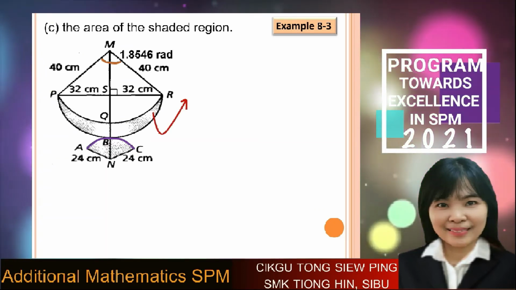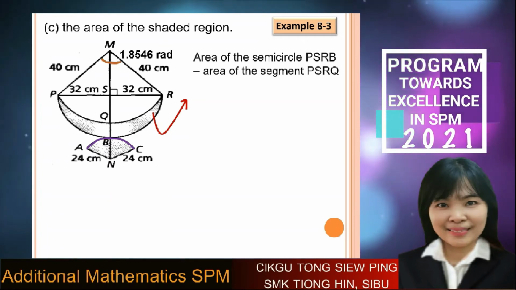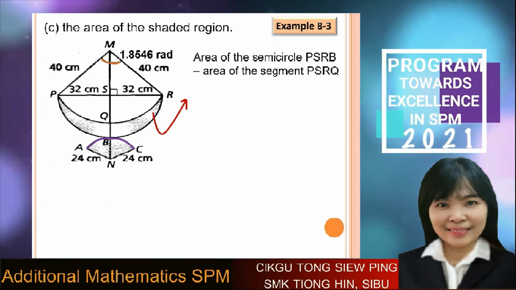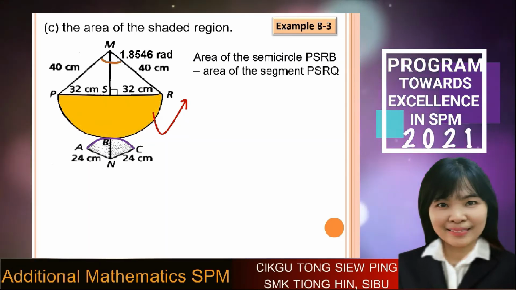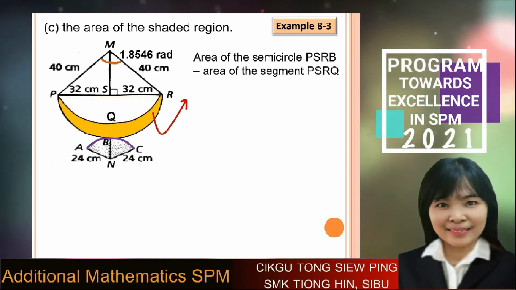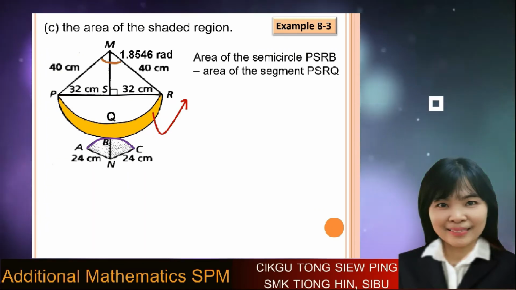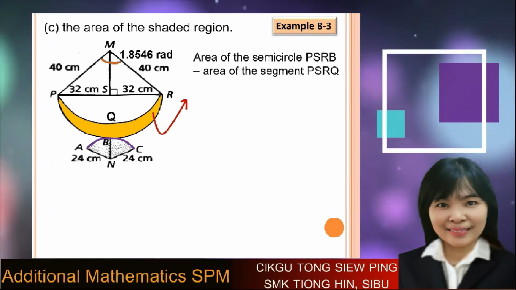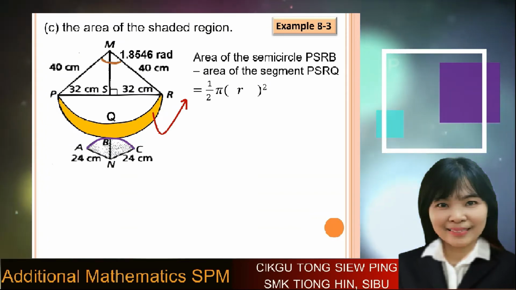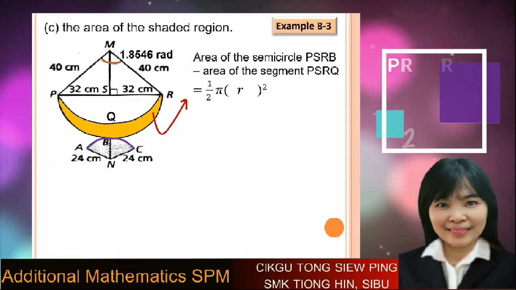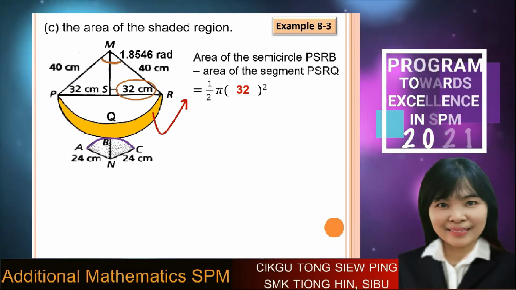Part C is to find the area of the shaded region. Let's look at this shaded region first. This shaded region is given by the area of the semicircle PSRB, subtract the area of the segment PSRQ. We know that the area of a circle is pi r squared. Therefore, the area of the semicircle is given by 1/2 pi r squared. The radius of this semicircle is 32. So we substitute in the value of 32.